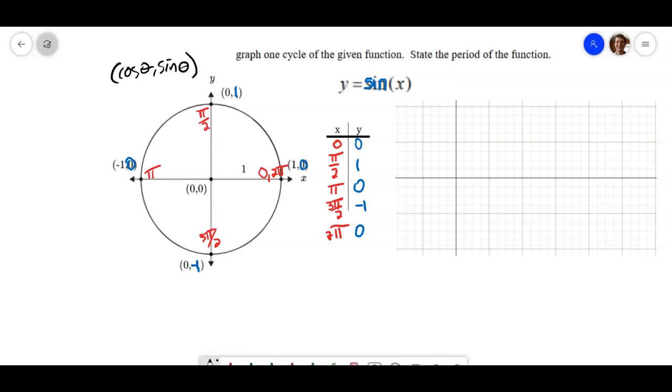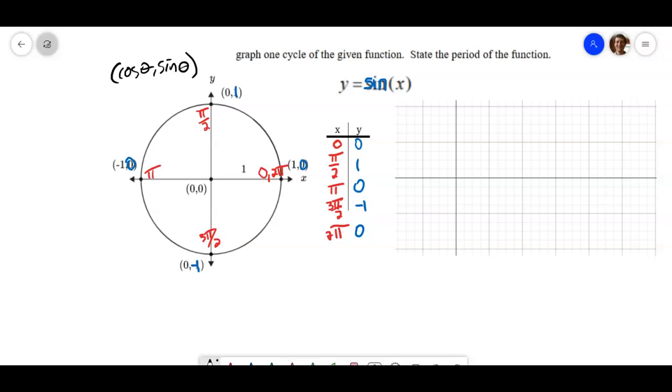Now, the sine wave has to go all the way around. The values of the sine have to go all the way around the unit circle before they repeat themselves. And so the unit circle being broken up into 4 parts, we're going to be able to look at the graph over those 4 parts.